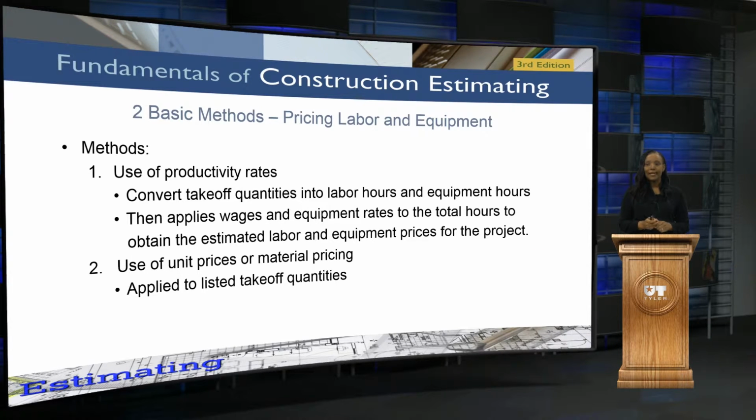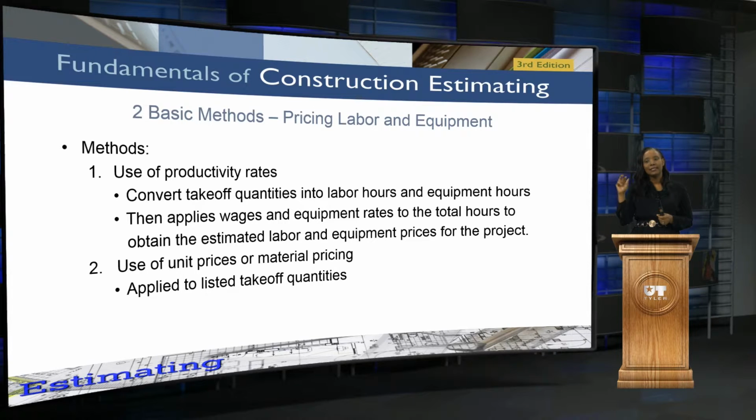So, two basic methods for pricing labor and equipment. The first one is the use of productivity rates. This is where you're going to take your quantity takeoffs and you're going to convert it into labor hours and equipment hours, okay? Then outside of that, you're going to get into applying all of your wages and equipment rates to the total hours to obtain the estimated labor and equipment prices for that project.